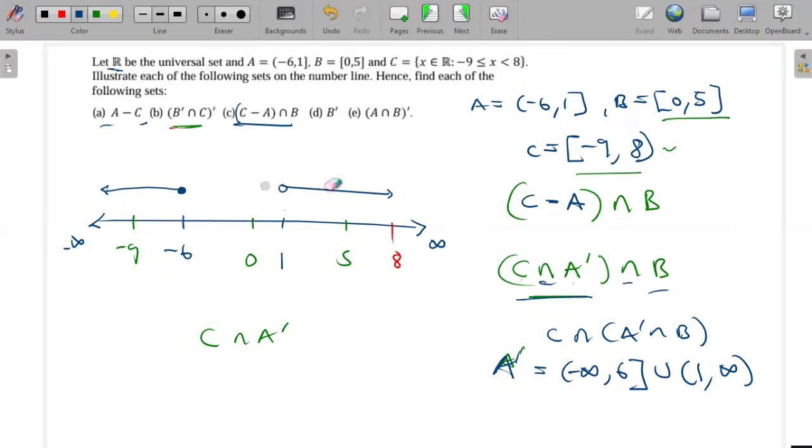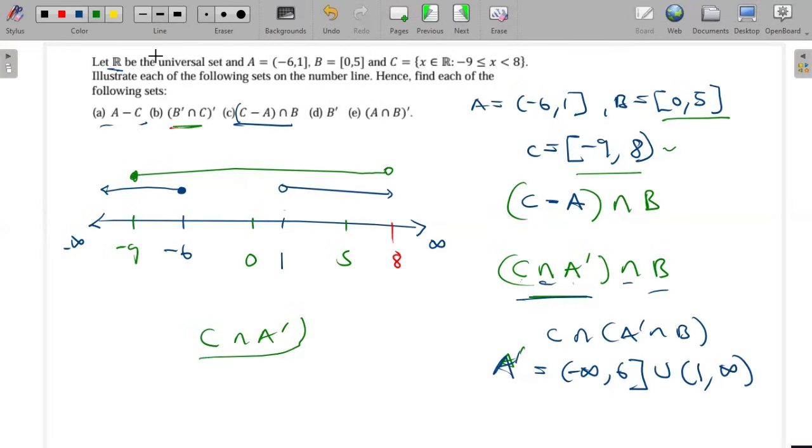Here, this part in blue is our A complement. Now we're intersecting it with C. What is C? C is from negative 9, closed at negative 9, and it goes all the way to 8, and it's open at 8. Okay, so now intersection. Yes, you can ask your question.